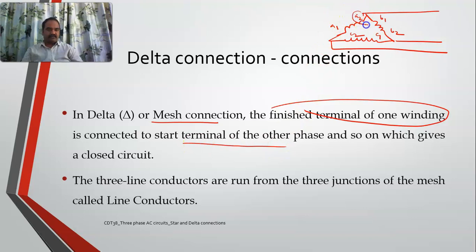See, A2 is connected to B1. Similarly, B2 is connected to C1. Similarly, C2 is connected to A1. Now the three line conductors run from the three junctions of the mesh connection, and we call these line conductors. And most importantly, you see there is no common point, what we call a star point or a neutral point. Everything is a junction type of structure here.